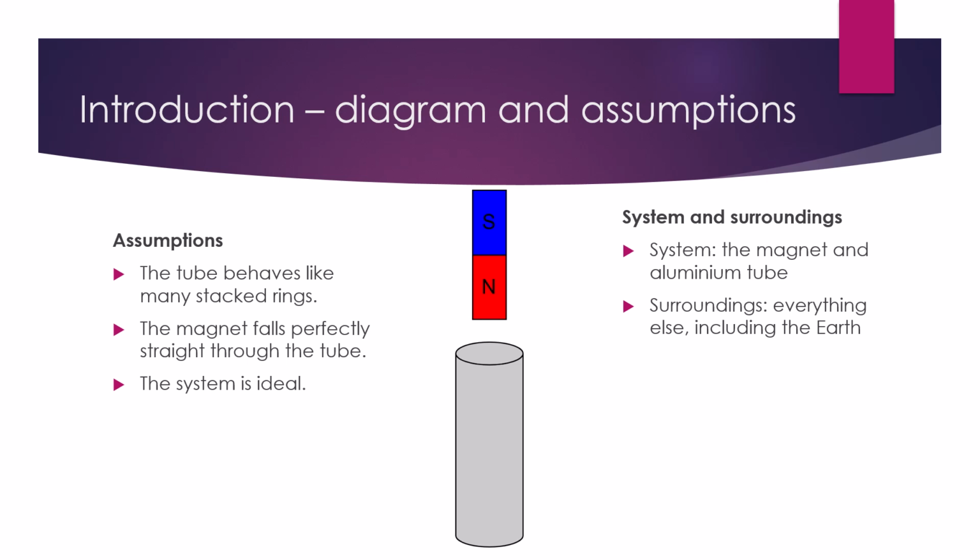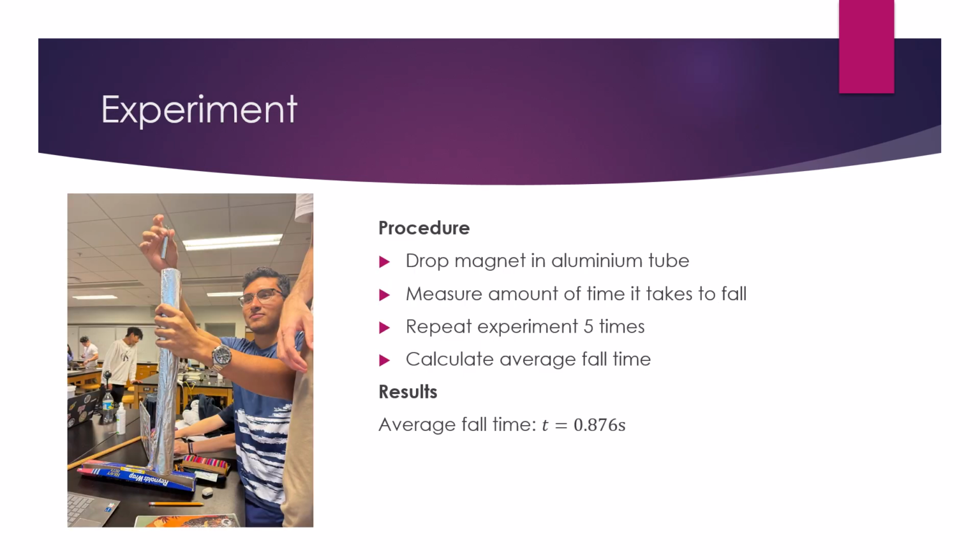The assumptions made in this lab are that the tube behaves like many rings stacked on top of each other, that the magnet falls perfectly straight through the tube, and that the system is ideal. The system is the magnet and the aluminum tube, and the surroundings include everything else, including the Earth. In the middle, we can see a diagram of the experiment.